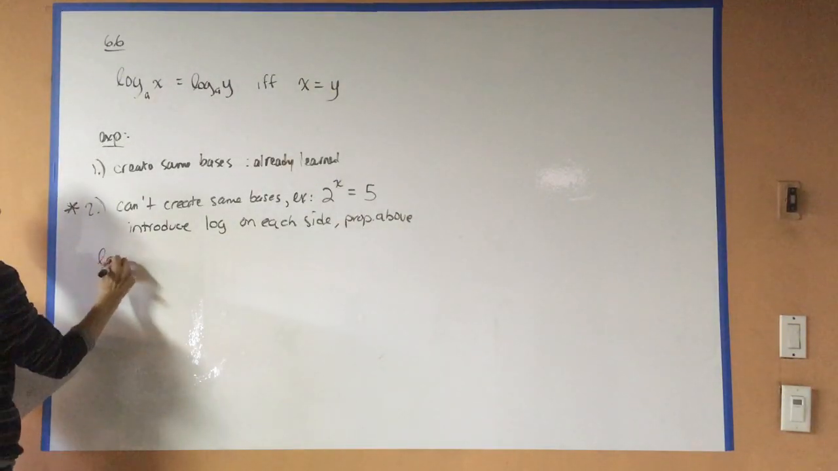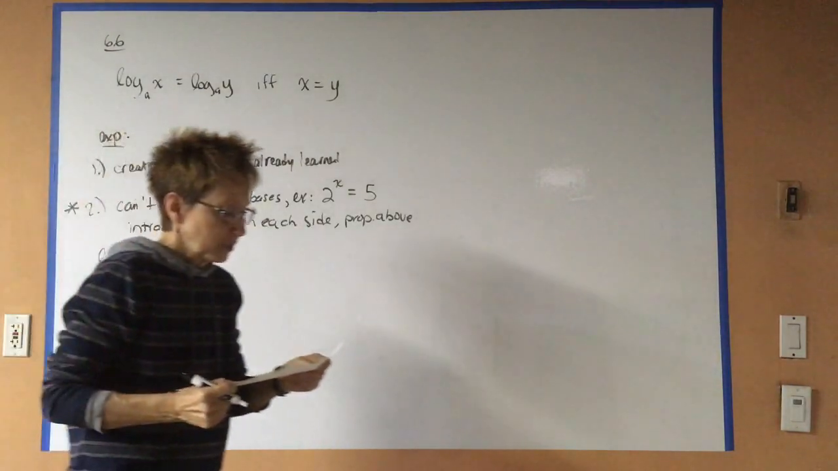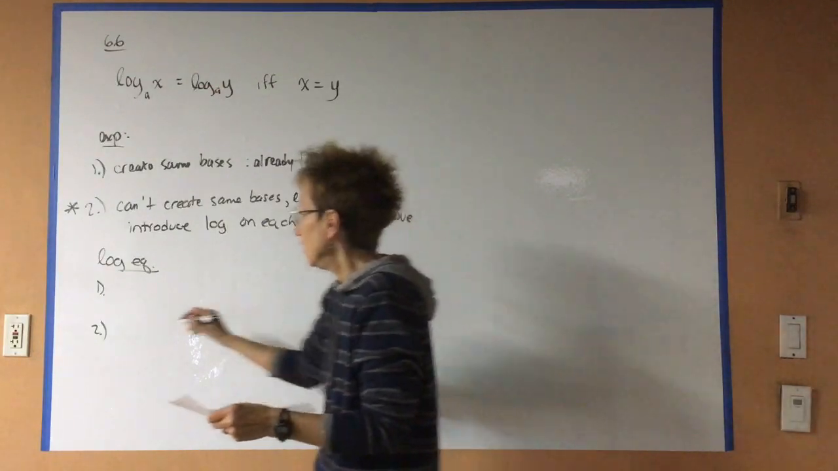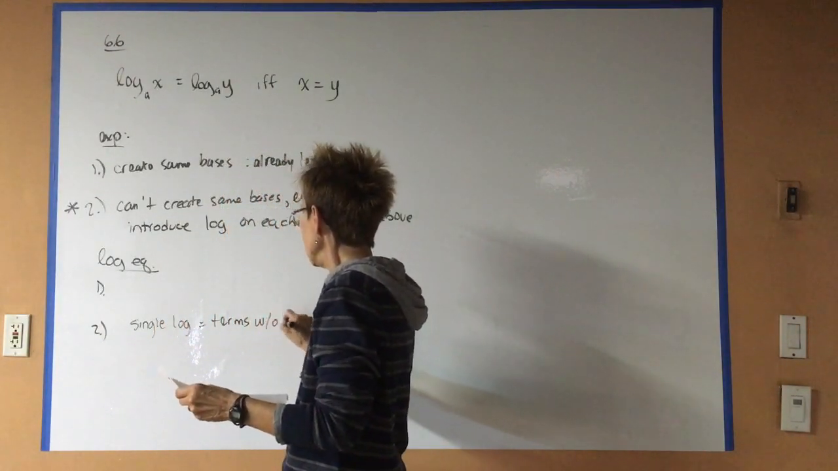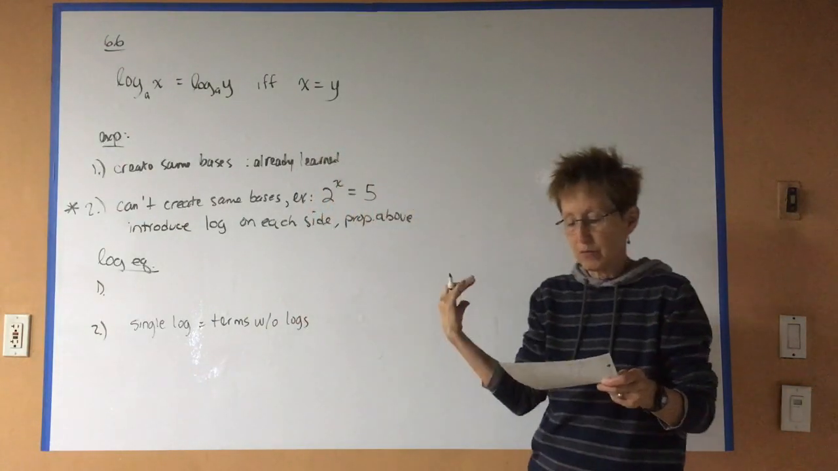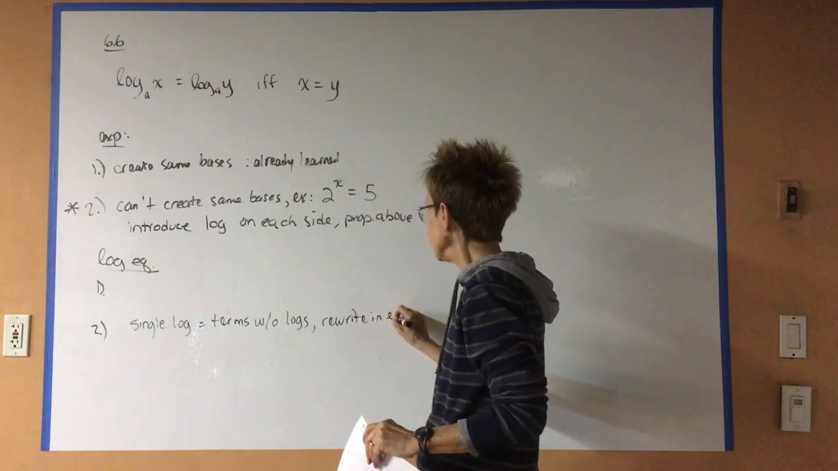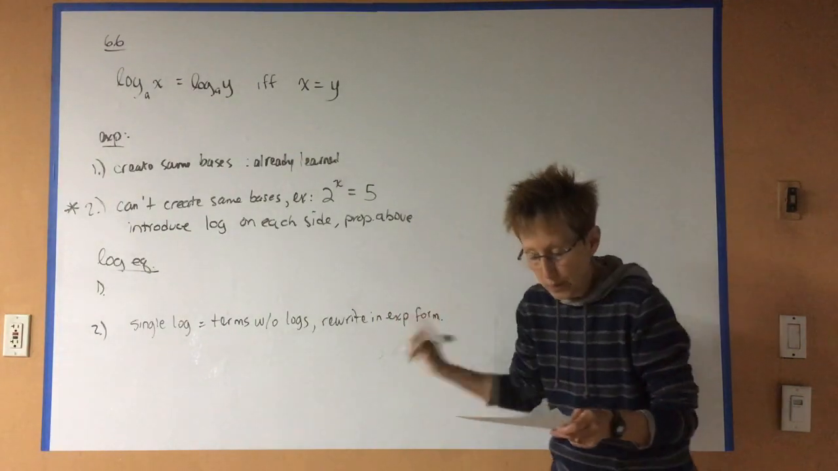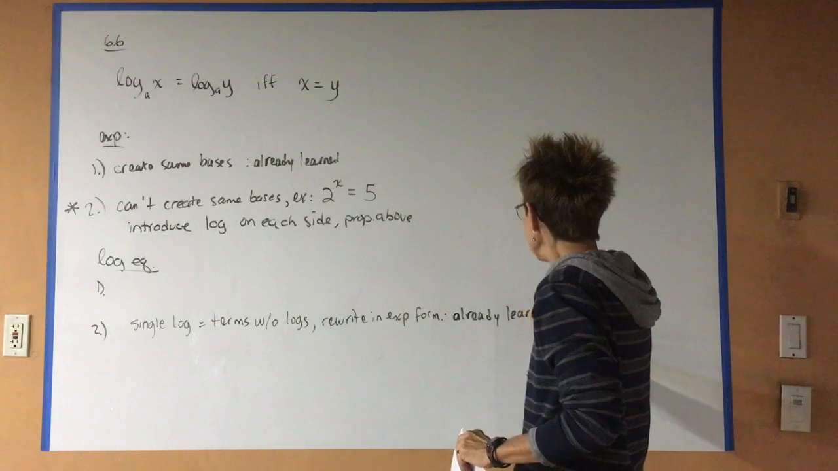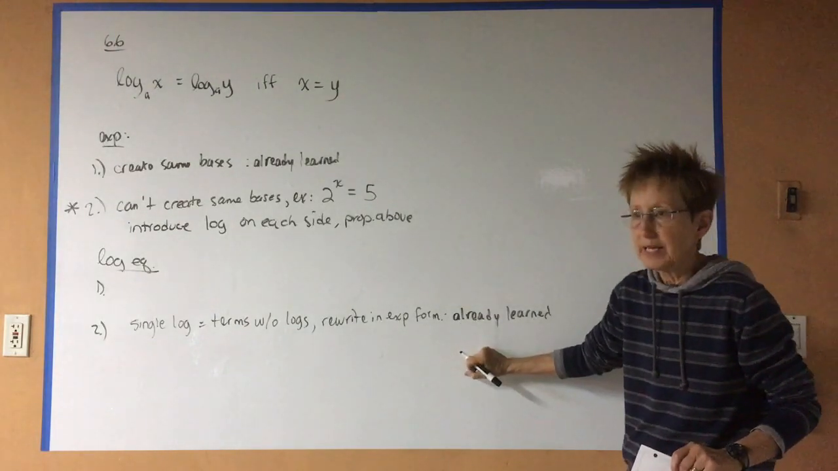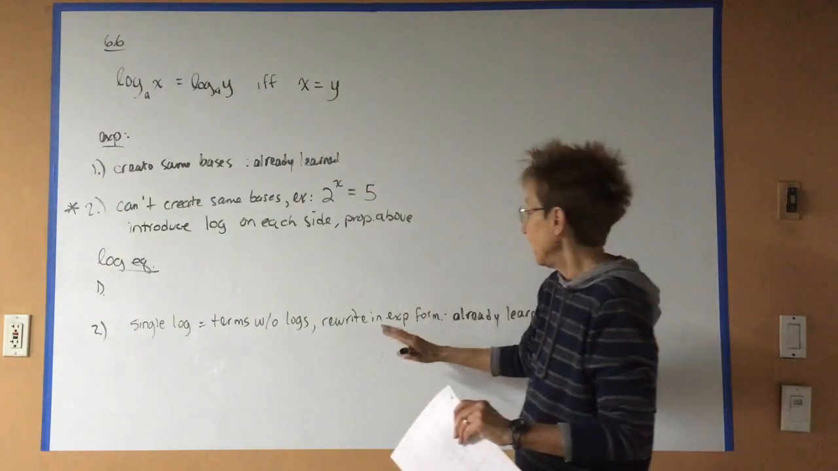In terms of solving log equations, we're going to skip one for a minute and look at number 2. Number 2 says if not all the terms are logs, then get the single log on the left and the term or terms without logs on the other side, and rewrite it in its equivalent exponential form and solve it. We've done this. If I have a single log and terms that don't have logs in them, then I can always rewrite that as the base of the log to the power of the answer equals the argument of the log. We already have done that.